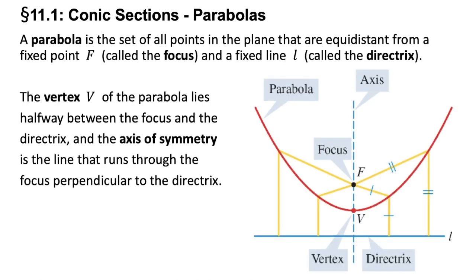A parabola is a set of all points in the plane that are equidistant from a fixed point F called the focus and a fixed line L called the directrix. The vertex V of the parabola lies halfway between the focus and the directrix, and the axis of symmetry is a line that runs through the focus perpendicular to the line of directrix.